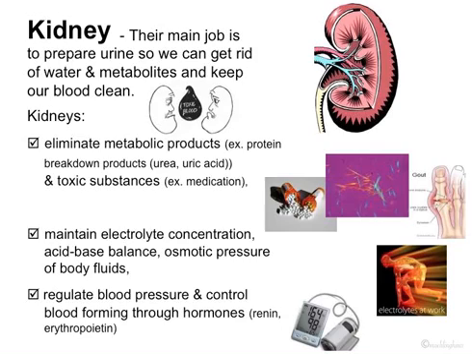We also regulate blood pressure, and we control the blood-forming elements through hormones. So what we do in the kidneys, we secrete hormones like renin and erythropoietin that stimulate the blood-forming elements, the red blood cells, for example. Erythropoietin is the hormone that stimulates red blood cell production.